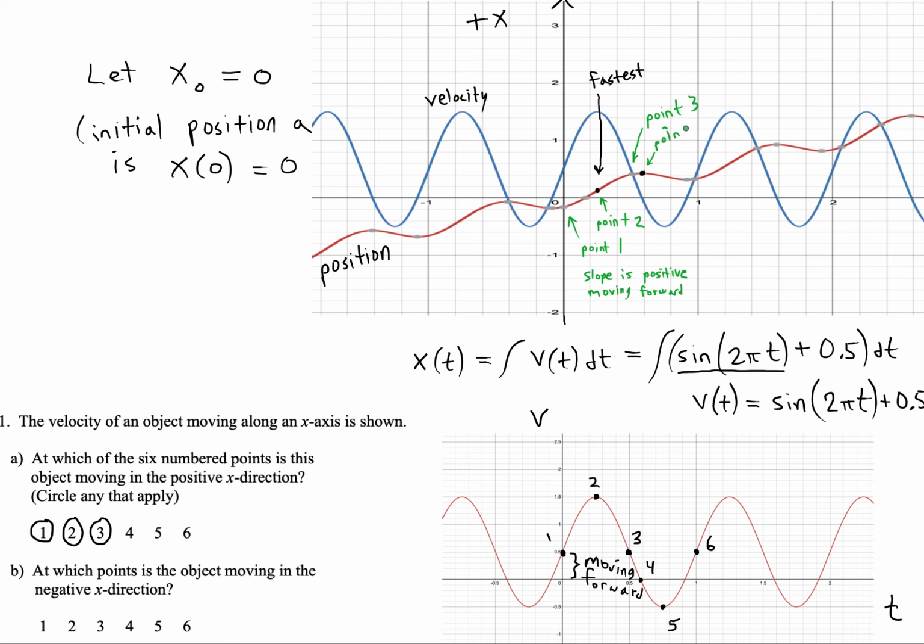It has what's called a stationary point. A point where the tangent line to the graph would be horizontal. See that? So it's neither sloped up nor down at that point. It would be actually changing direction at point 4. And it would be stopped just for an instant. So I won't circle point 4.